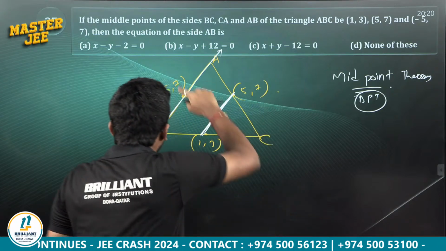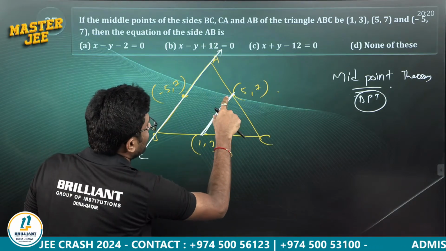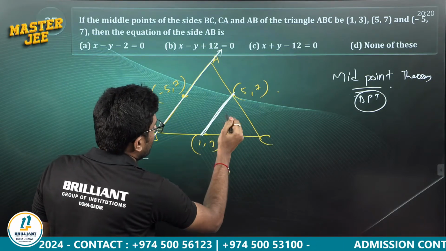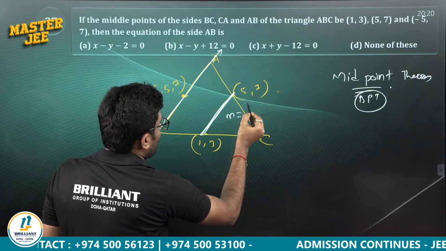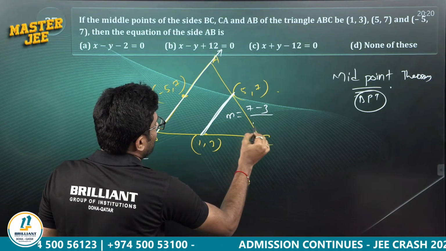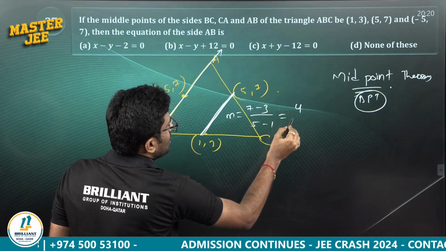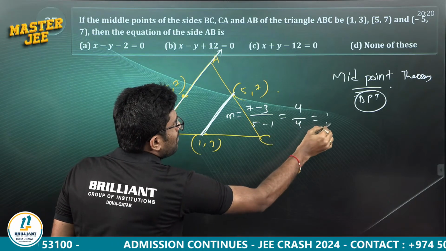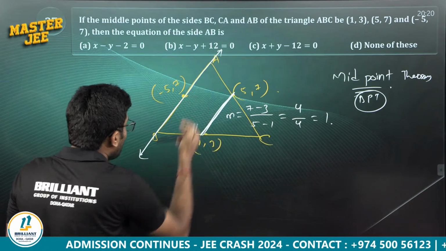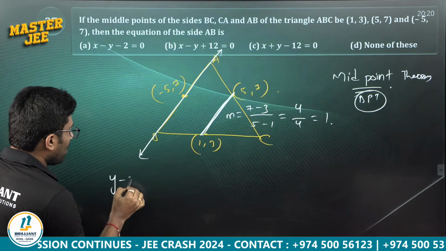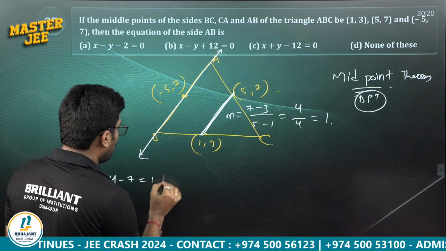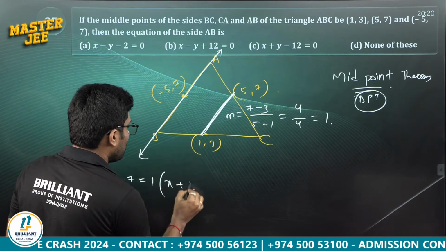That means the slope of AB will be the slope of the line joining these midpoints. What is the slope? y2 minus y1, 7 minus 3, divided by 5 minus 1. 7 minus 3 is 4, 5 minus 1 is 4, so m is 1. So the same slope. Now the equation of AB will be y minus 7 is equal to m of 1 times x plus 5. That's it.